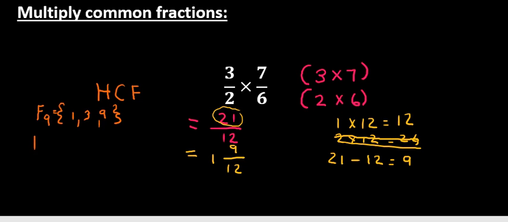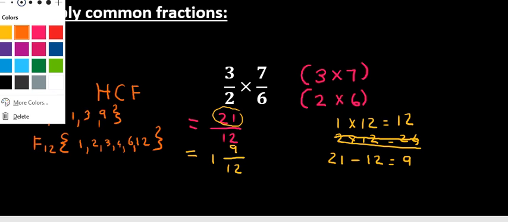Then I'm going to write down the factors of 12. That's going to be 1 and 12 because 1 times 12 gives me 12. And then it's going to be 2 because 2 times 6 gives me 12. And then it's also going to be 3 and 4 because 3 times 4 gives me 12. And then I'm done. This is all the factors of 12. Now I need to go and find my common factor.